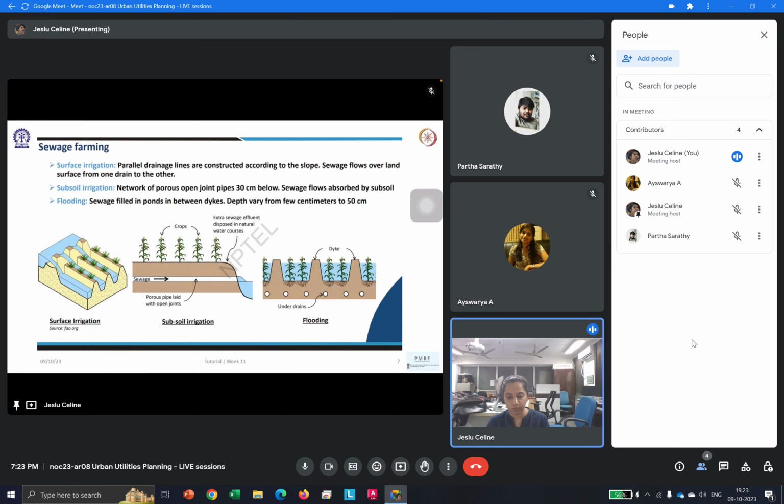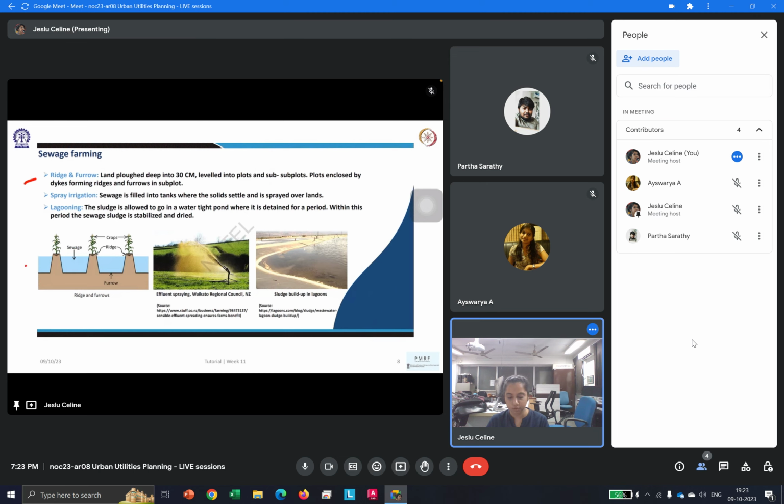This is what we saw in the lecture. Something we didn't discuss is surface irrigation, where parallel pipes go through the surface, the normal irrigation which is usually done. Then you have subsoil irrigation, where the pipe goes underground and you're flooding. So this is what was there in the options. This is flooding, and ridge and furrow is the answer to the question. In ridge and furrow the crops are built on the ridges, and in flooding the crops are in the furrow.